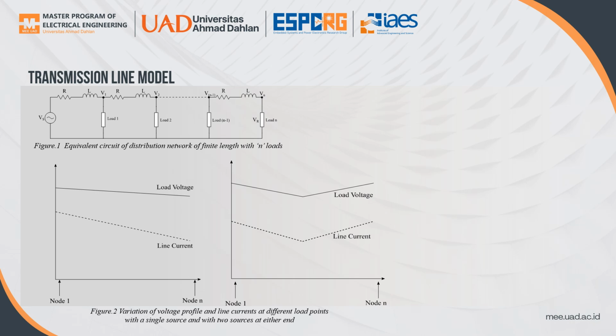In the second case, we have added one more additional AC generating source at the end of the distribution network, that is at the receiving end. We can observe that wherever the AC voltage source, the load voltage and line current is the maximum. And as we move away from the generation, the load voltage and line current keeps on decreasing.